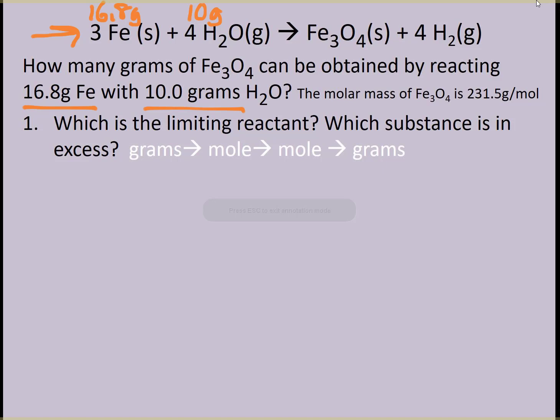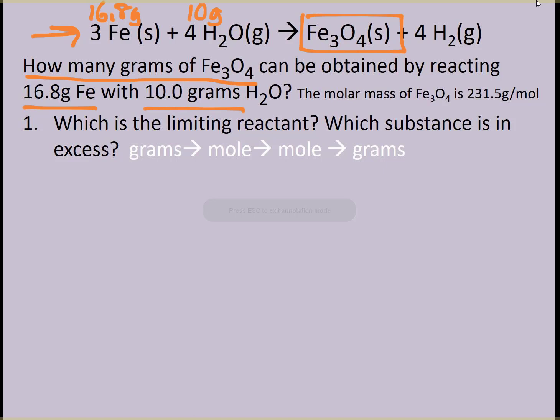I'm going to pick one product to compare to, and it really doesn't matter which one you do. I do have this problem set up so that we're going to compare both the iron and the water to this iron oxide. But you could do the hydrogen. The reason why I picked that product is because it says how many grams of iron oxide can be obtained.